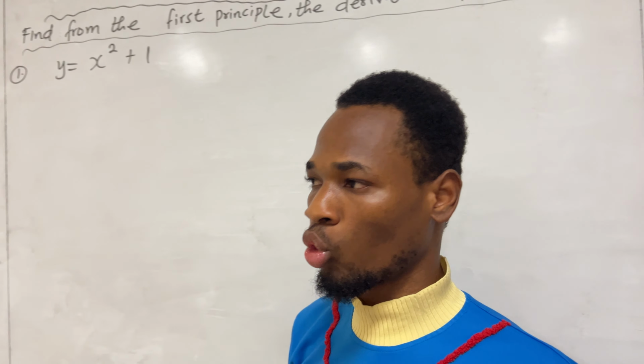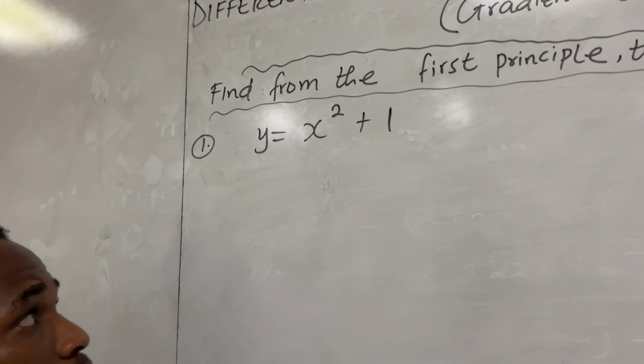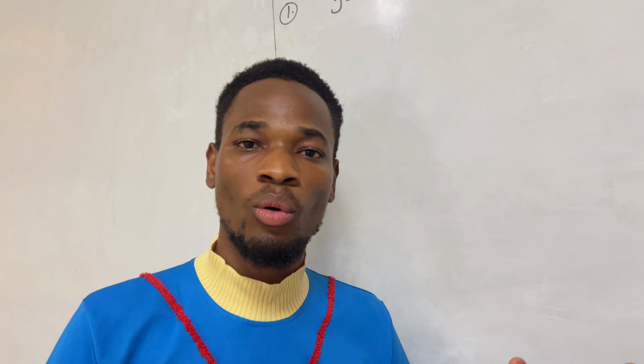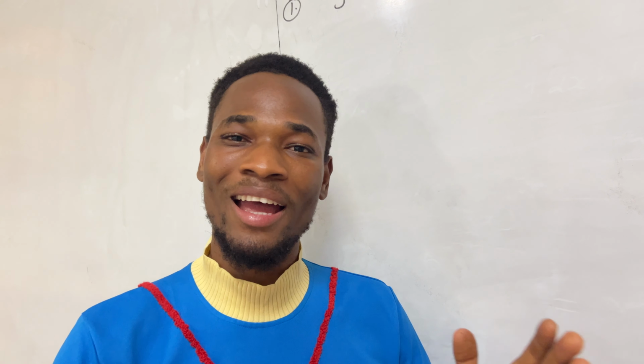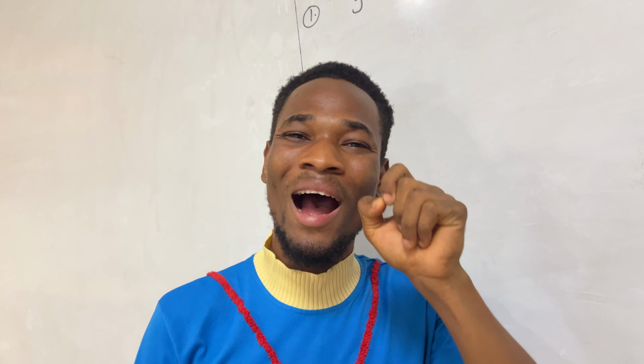So this is how it goes. Now for this method, I want you to understand something over here. Whatever you do to the left hand side, do the same to the right hand side. Are you okay? Yes. So now, wherever I see y, I will add dy or delta y, which is the same as the change in y. And wherever I see x, I'll add delta x.